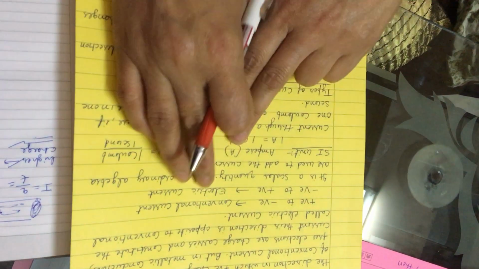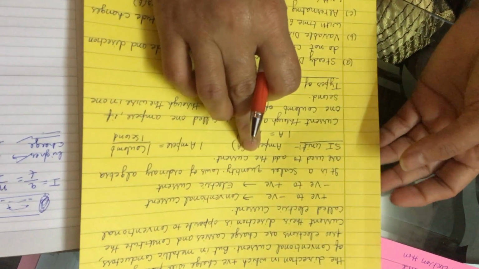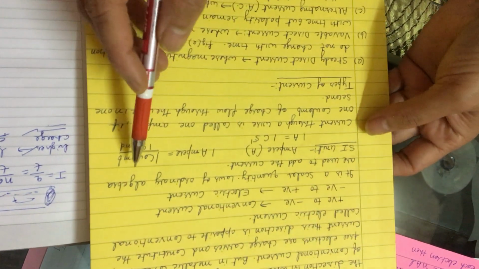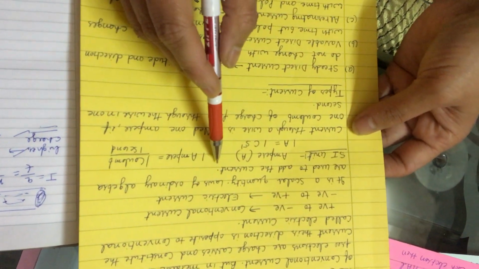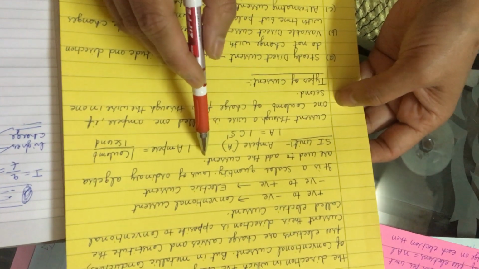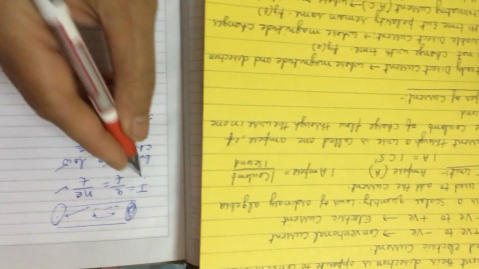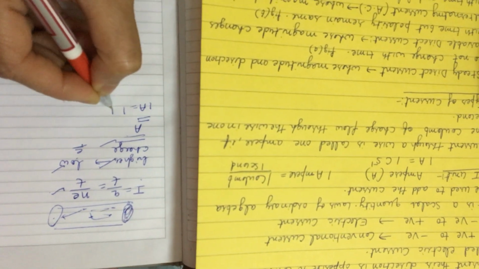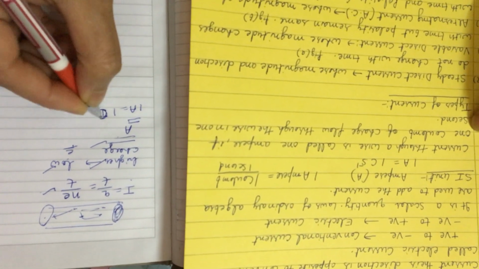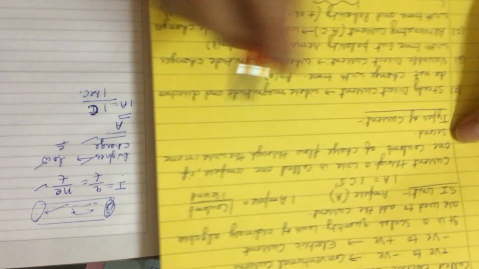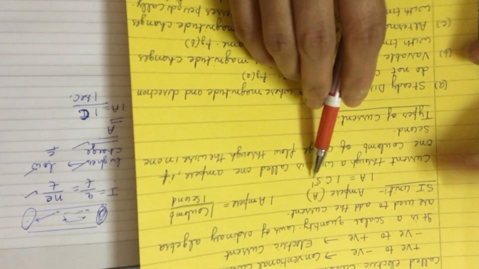Either way we consider the two directions of current, but it is a scalar quantity because the ordinary algebra law is used to add it, not vector algebra. SI unit is ampere. How do we define 1 ampere? That is 1 coulomb of charge in 1 second. That is, ampere is coulomb per second.